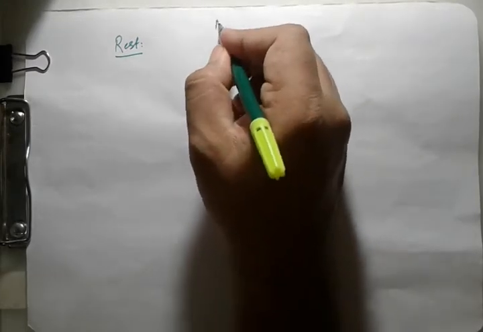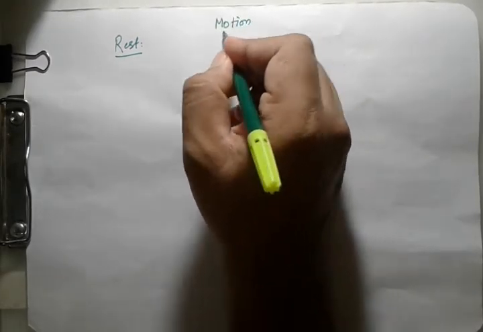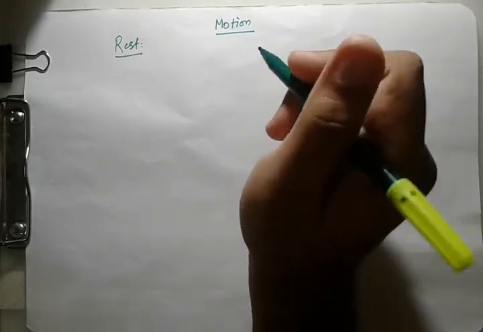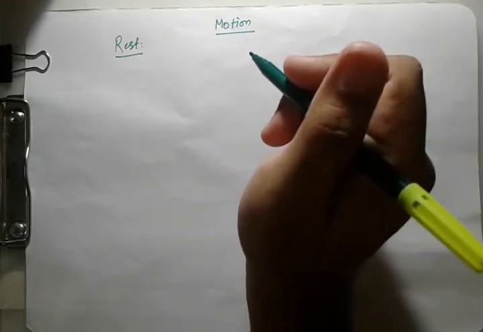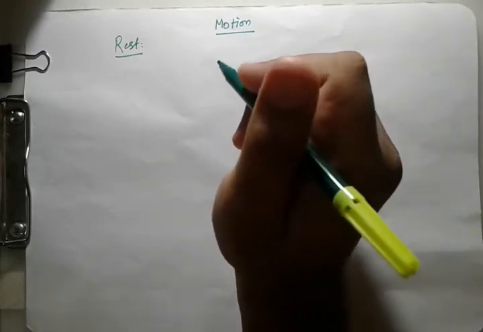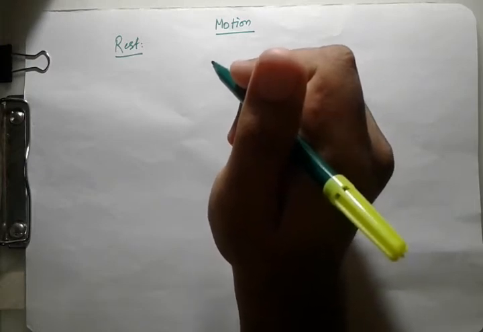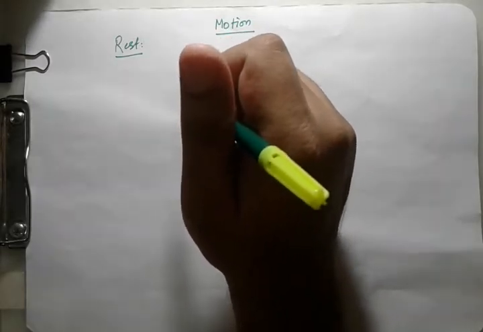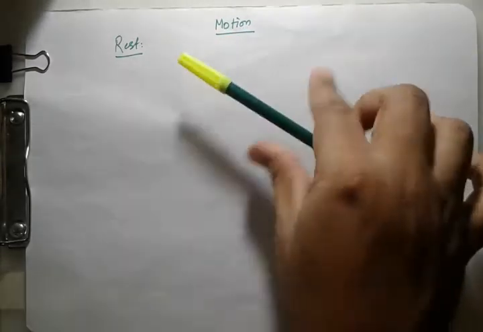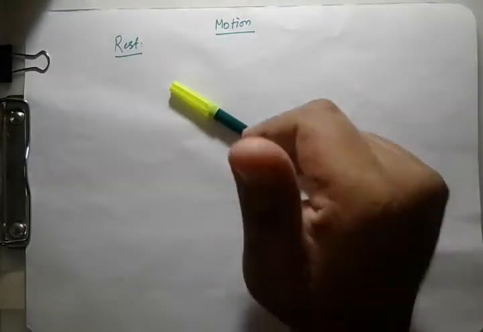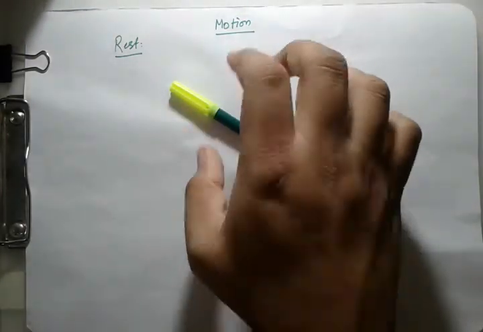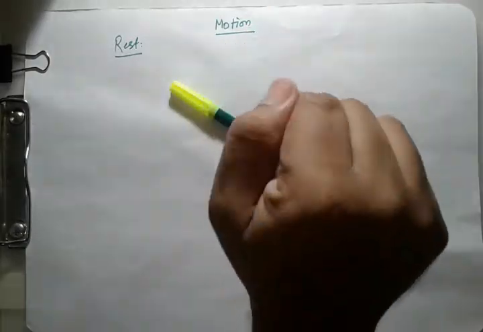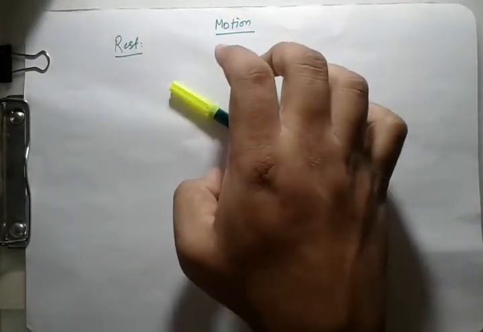So chapter name was motion. So what is rest in physics? Rest and motion are two different states of an object. An object is said to be in the state of rest if it does not change its position with time with respect to its surroundings. So if I keep the pen here, and if I find the next morning this pen is still in this position, then I can say that the pen was at rest.